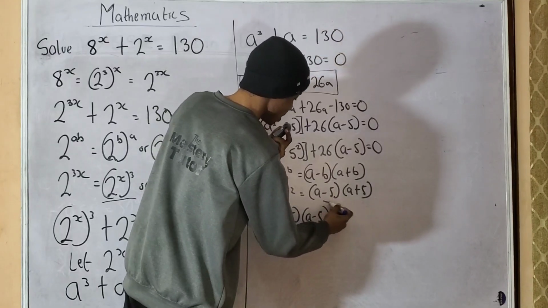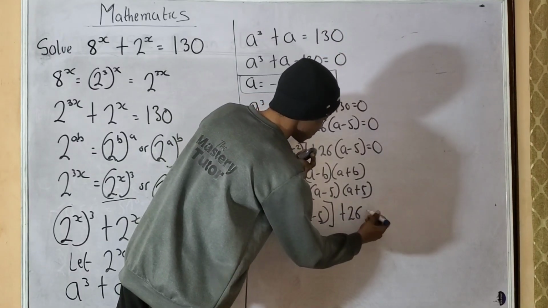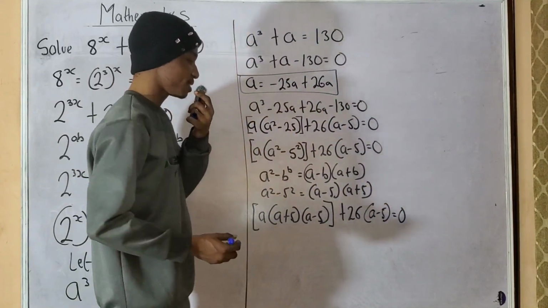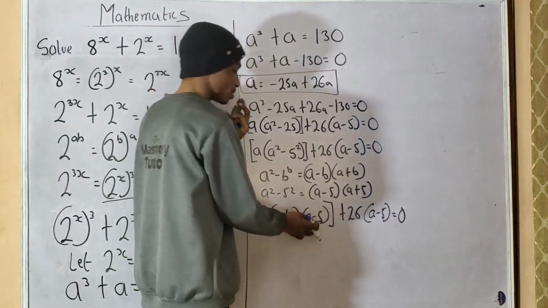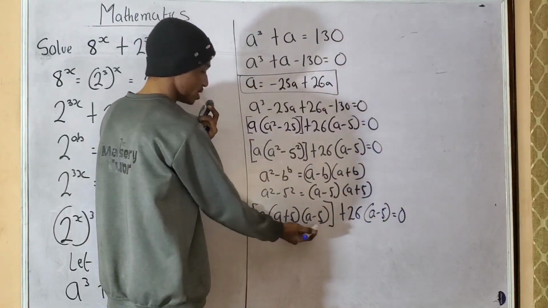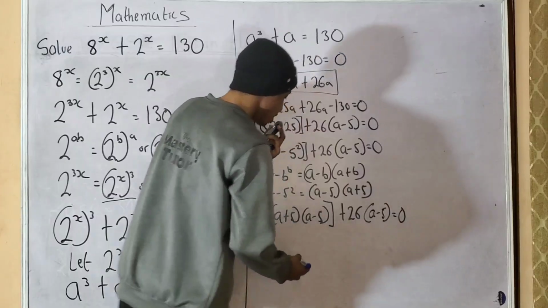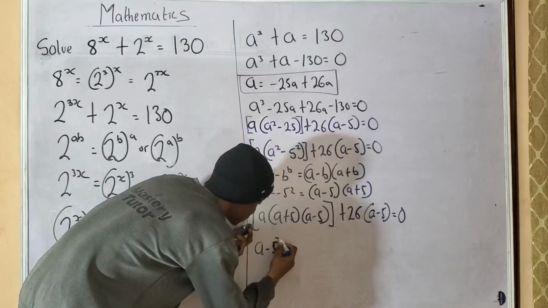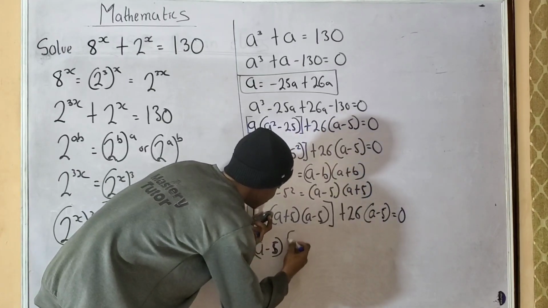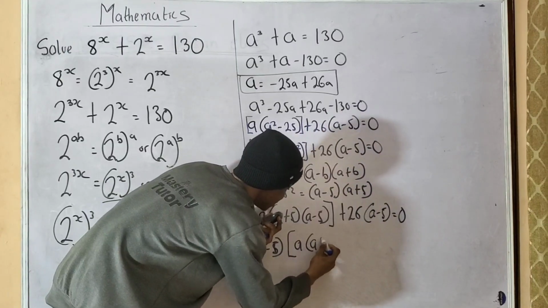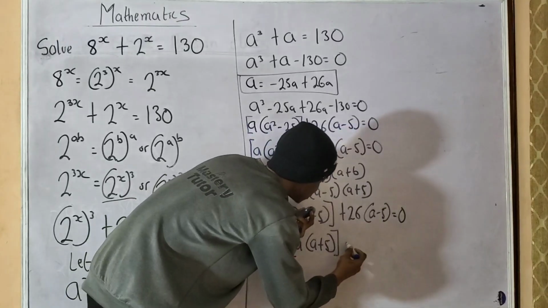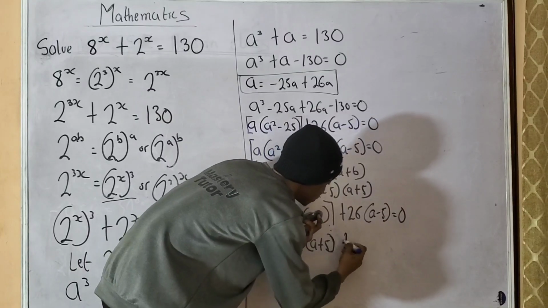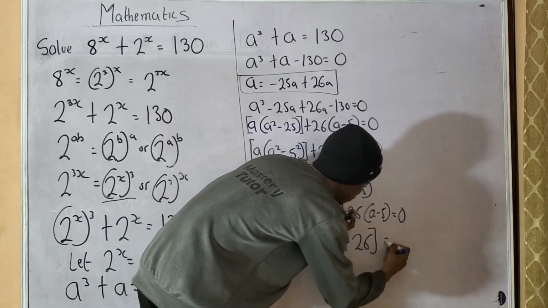It stays the same. So here I'm going to have plus 26 multiplied by a minus 5. This will be equals to 0. Okay. Now, the next thing is that I can factorize a minus 5, because a minus 5 is common to this and also a minus 5 is common to this. So it becomes a minus 5 multiplied by a plus 5. Okay, don't put this bracket now. Plus 26. This will be equals to 0.